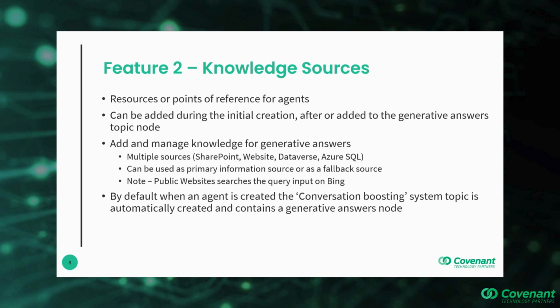So let's say you want to have a direct answer given to the user based on a question. You can do that. And if they, let's say, don't like that answer or you route it away, you can have it as a fallback source. One thing to note, that public website searches the query input on Bing. So since it's Microsoft, if you are querying, it's going to give you the Bing answer.